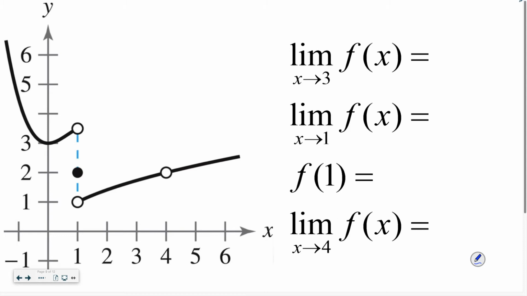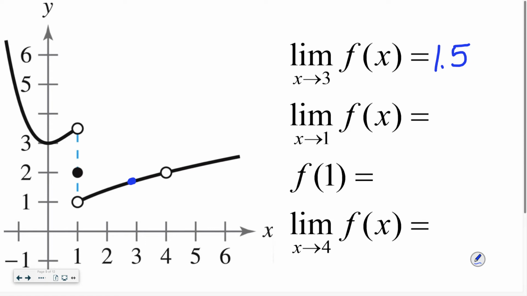Okay. Let's come together. Trenton, what do you have for the limit as x approaches 3? 1.5. Okay, I've seen some like 1.75, 1.8. We're kind of estimating there. That's fine. As we approach x is 3, we're approaching this coordinate, which is 1.5, 1.75, whatever you estimated that to be.